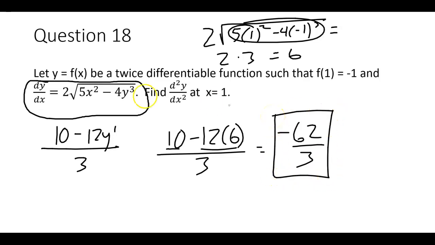So there it is. So when you have an implicit function, when you take the second derivative, it's going to have a y prime in it. Okay? And so usually what we do is we replace the y prime with the first derivative that we already have. Okay? So that's that.